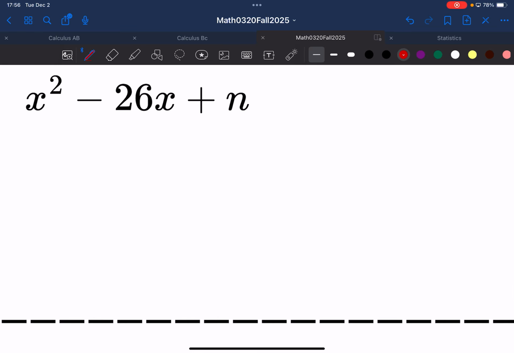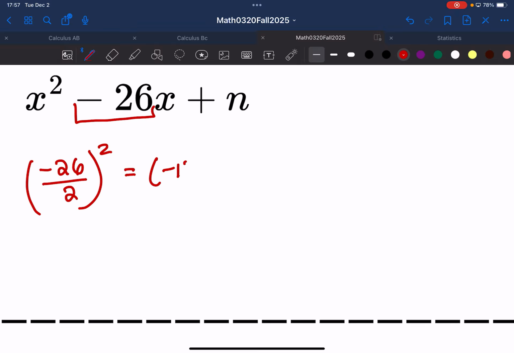Okay, what is our b value here? Negative 26. So good. Remember, we always take the sign. So if there's a negative in front of that, we're going to continue with that. So we have negative 26 divided by 2 squared. So what's negative 26 divided by 2? Negative 13. And what's negative 13 squared? Positive, right? Because negative times a negative is a positive. That means our n value is 169.